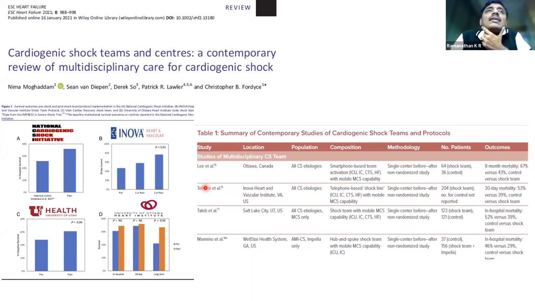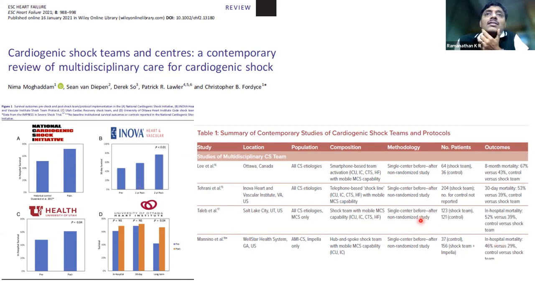One of the important things that is being addressed to improve outcomes in cardiogenic shock, and this is being done in most of the university hospitals as well as at the higher cardiac centers, is the formation of cardiogenic shock teams. Outcomes from the National Cardiogenic Shock Initiative as well as a few centers from the US have clearly shown improvement in mortality after shock teams were formed and protocolized management of cardiogenic shock was done.